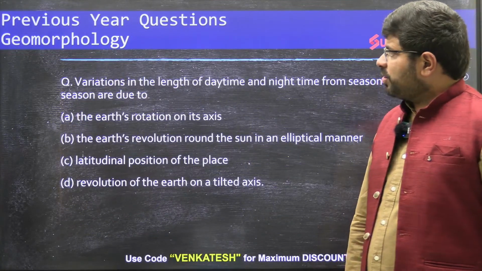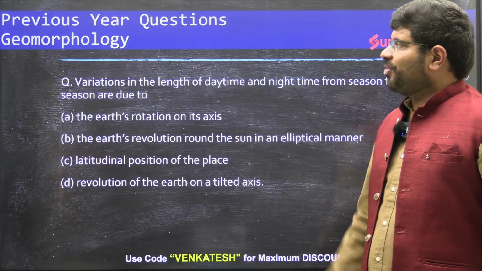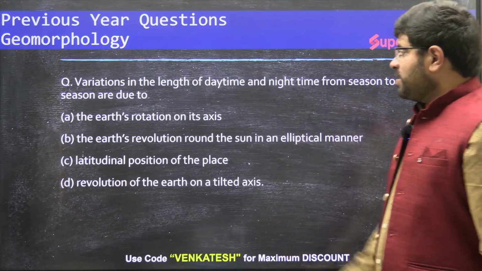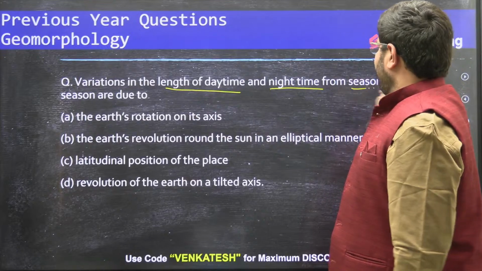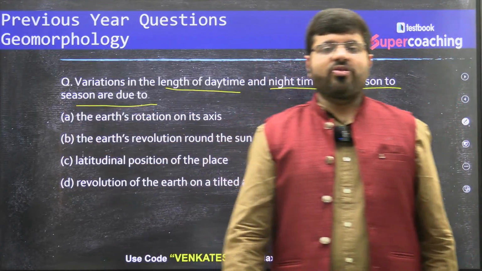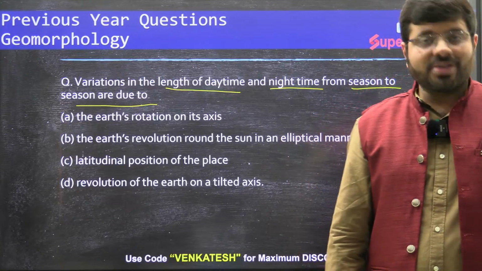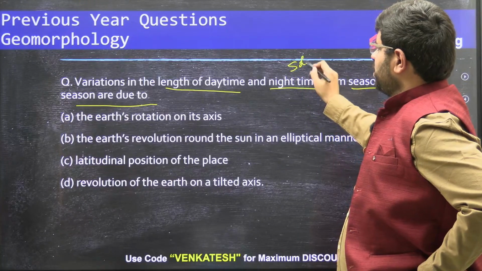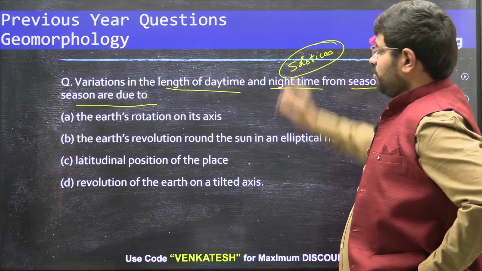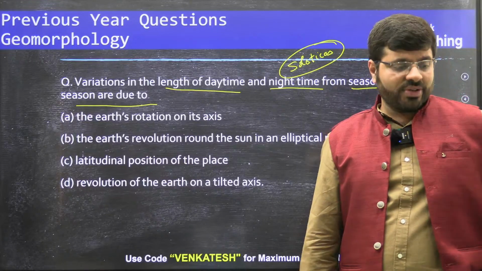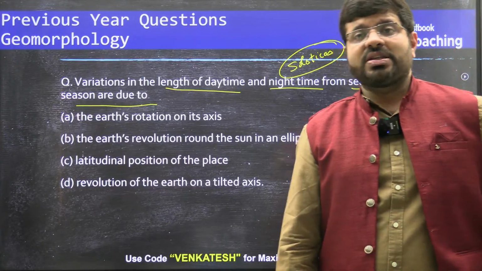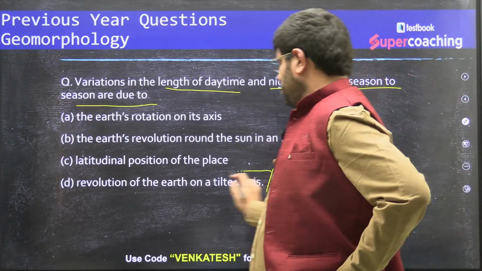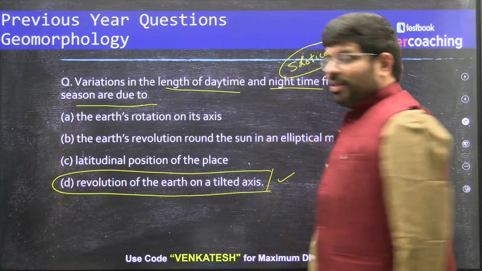I think this question should be found in climatology, not in geomorphology. There was some mistake. Variations in the lengths of daytime and night time, which vary from season to season, are because of what? If you say the solstices. Variations in the lengths of day and night which vary from season to season are because of revolution on a tilted axis. Revolution of earth on a tilted axis.